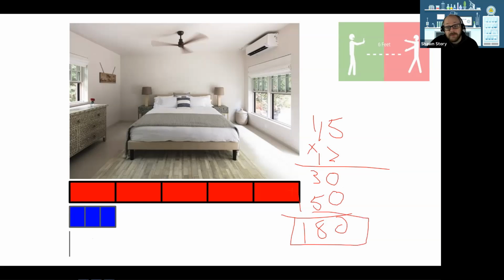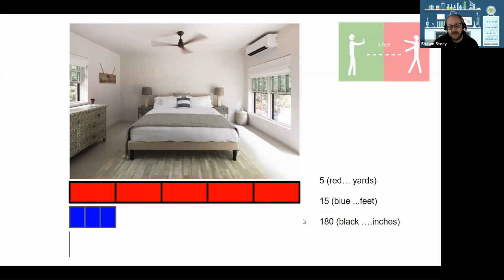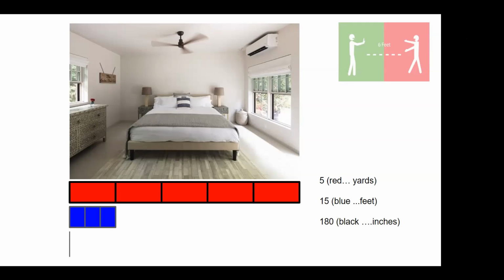Now, look how much more complicated that was. Because we have 1, 3, and 12. That's exactly how the standard system works. The standard system is we have yards, we have feet, and there's 3 feet to every yard. And then we have inches, and there's 12 inches to every foot. Question, why do we do this? Why?